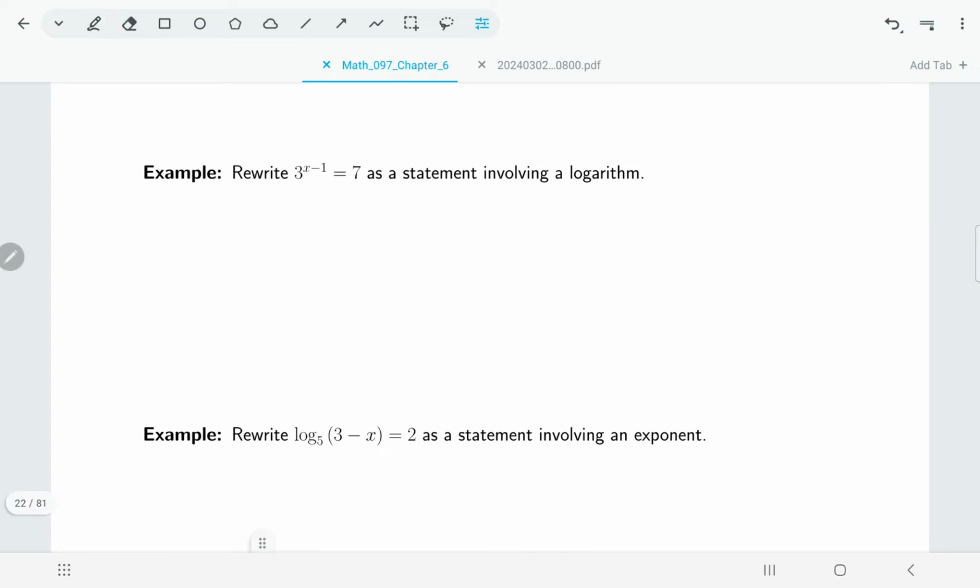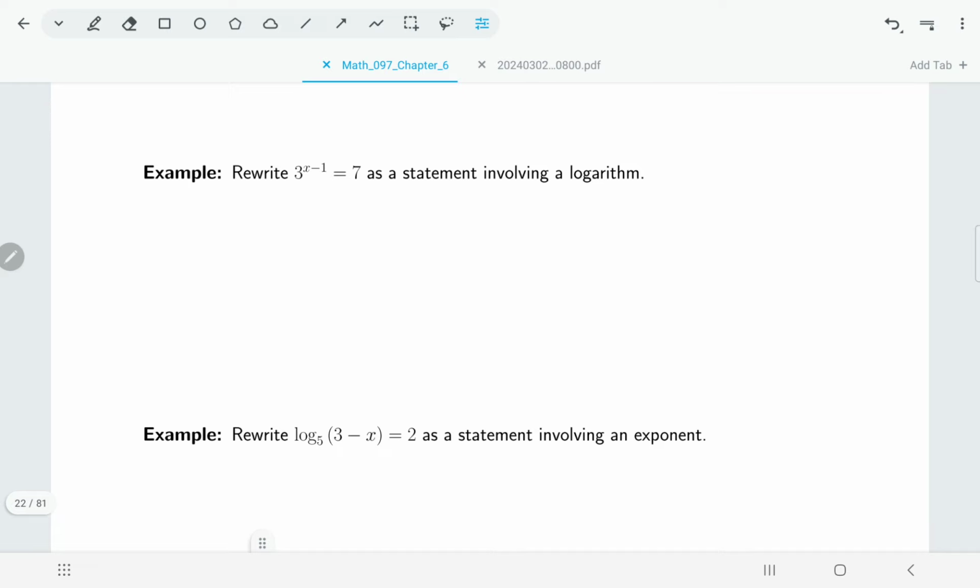Now, where this becomes useful to us is for things like this: 3 to the power of x minus 1 equals 7, or log base 5 of 3 minus x equals 2. If you are interested in trying to solve for x for either of these two equations, you run into a problem right away. In the first one, x is a power, so how are we going to get x to no longer be a power? Or for the second one, x is a number that's going inside of a logarithm, so how do we get the x to no longer be going inside of a logarithm?